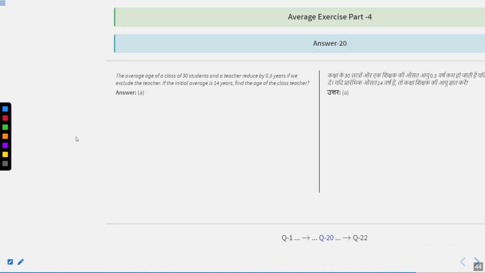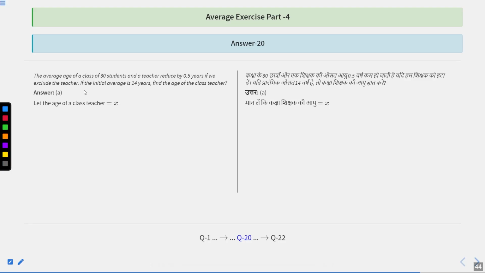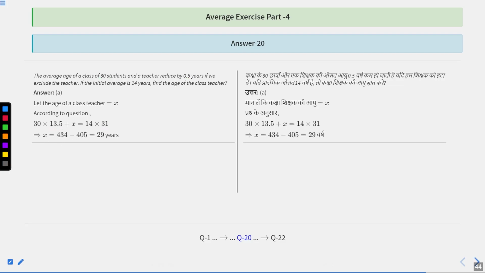Now time's up. Let's see the solution. The question says that the average age of 30 students and a teacher reduced by 0.5. So let the age of the class teacher be X years. Clear? So according to the question, the average of the 30 students will be 13.5 because the average is reduced by 0.5. And the age of the teacher. So the sum of all the students' ages and the teacher's is equal to 14 into 31. So what will be the value of X? When we calculate it, we get the value of X, which is 29 years. So A is the correct answer. Next one.